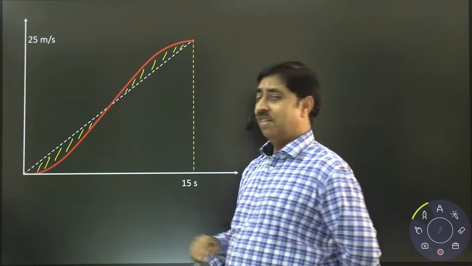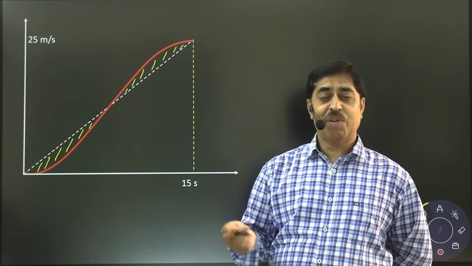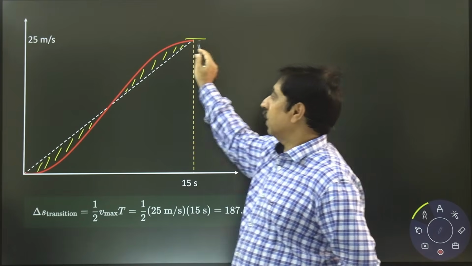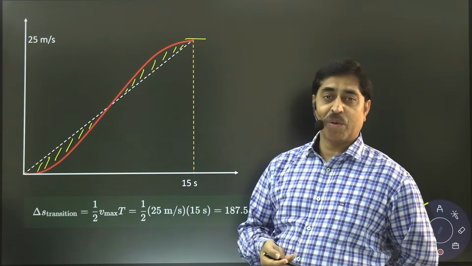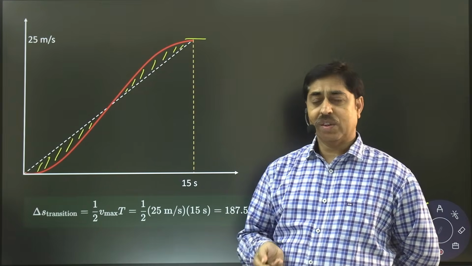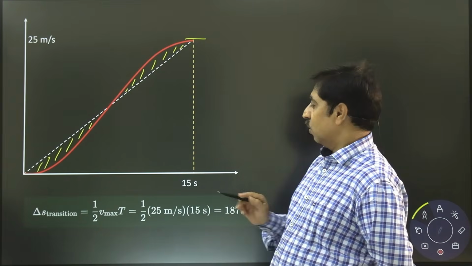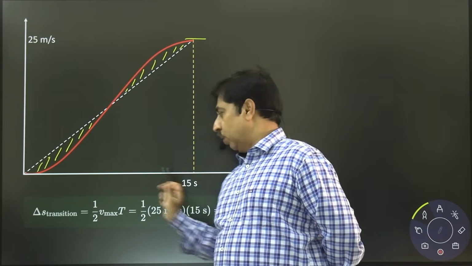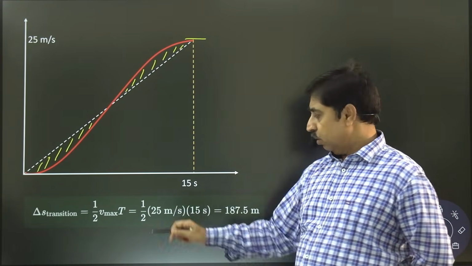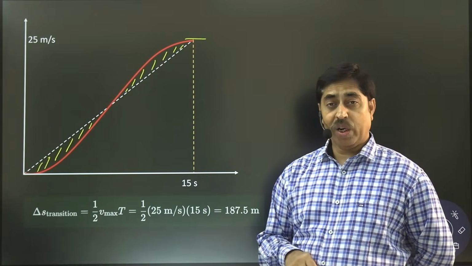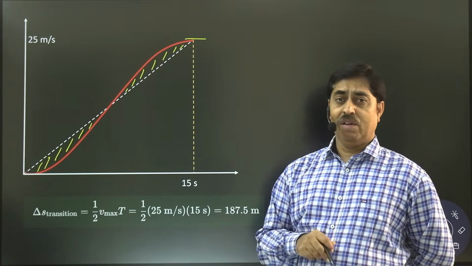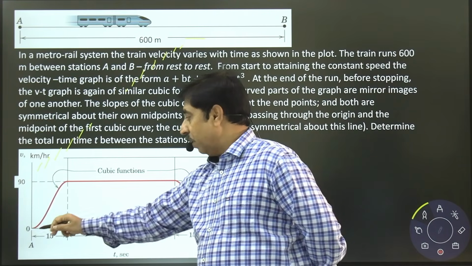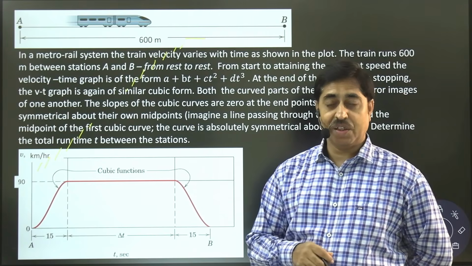This triangle and area of that triangle is half into base into height, which you can write as half into Vmax. Vmax is this maximum speed, which is 90 km per hour. Converted into meter per second, it is 25 meter per second. So half into this height, which is Vmax, 25 meter per second, into this time, which is 15 seconds. So if you do the calculation, it is 187.5 meter. So the train travels a distance of 187.5 meter during its acceleration phase.